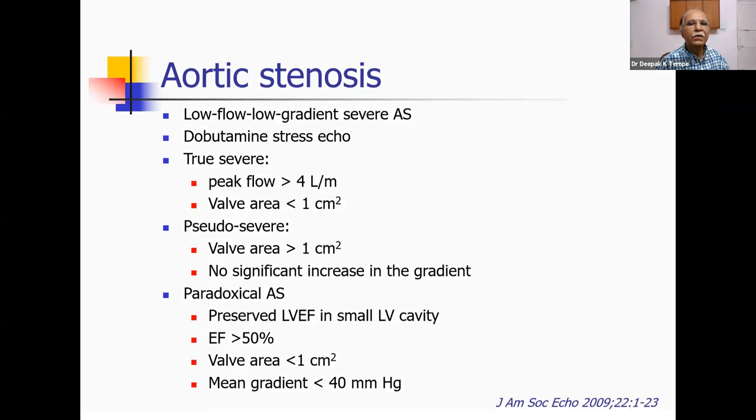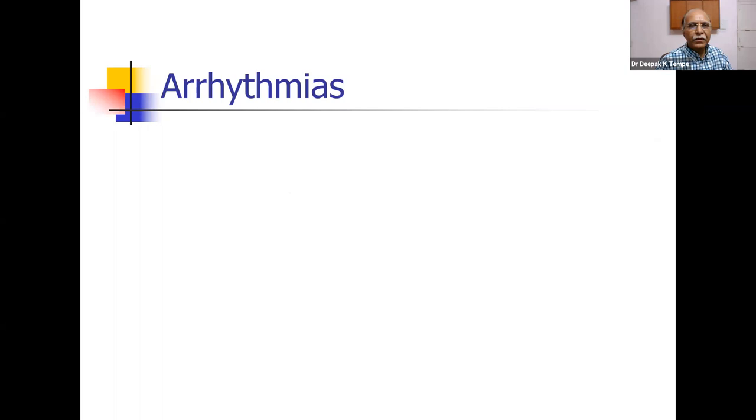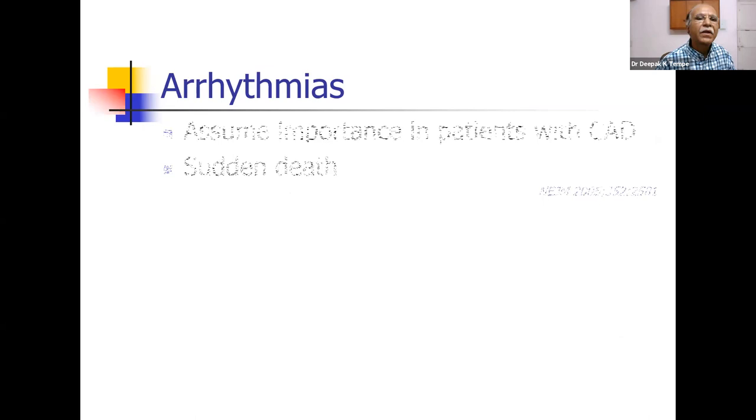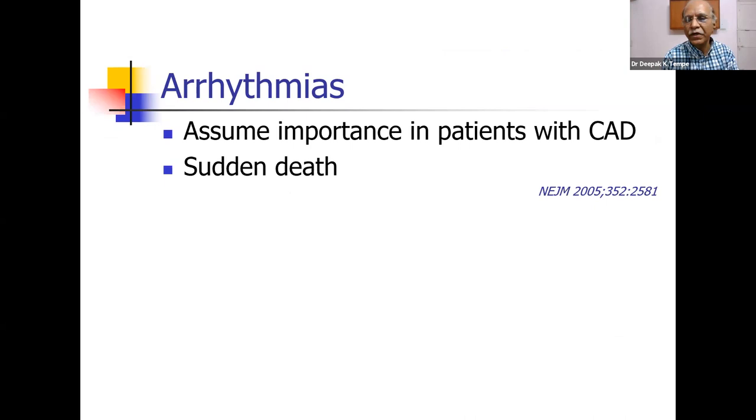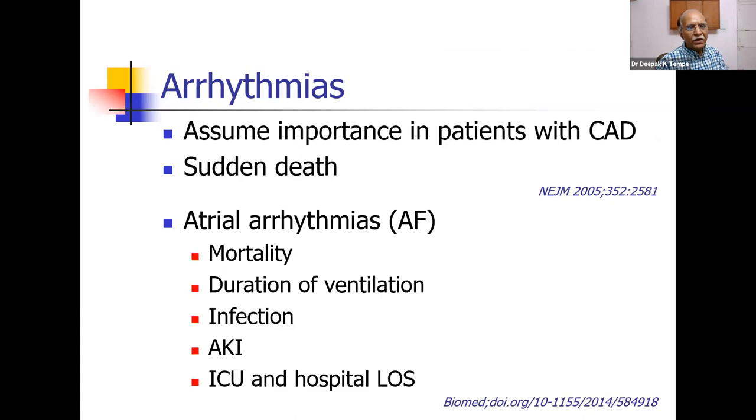The second part, specific to the cardiac disease, is the arrhythmias. Now, this is a very important parameter and it assumes importance in patients who suffer from coronary artery disease because it is one of the leading causes of sudden death in these patients. And those patients who suffer from atrial arrhythmias, especially atrial fibrillation, have been shown to have increased mortality, duration of ventilation, infection, acute kidney injury, and ICU and hospital length of stay.